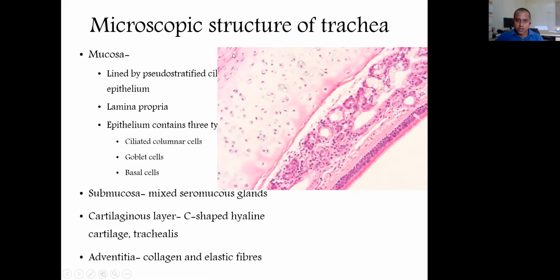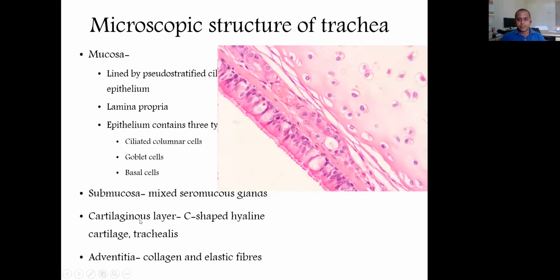These are the chondrocytes. And the outermost layer is the adventitia, which is loose connective tissue, has collagen and elastic fibers. That's it. So basically in the trachea, what you're going to see is mucosa, submucosa, cartilage layer, and adventitia. These four layers. The cartilage is hyaline cartilage, and the epithelium is pseudostratified ciliated columnar epithelium with goblet cells.